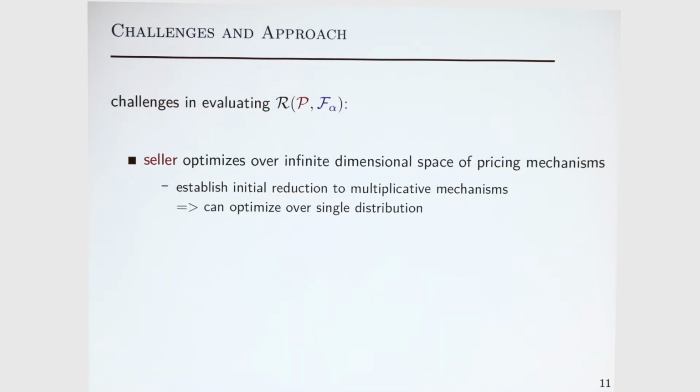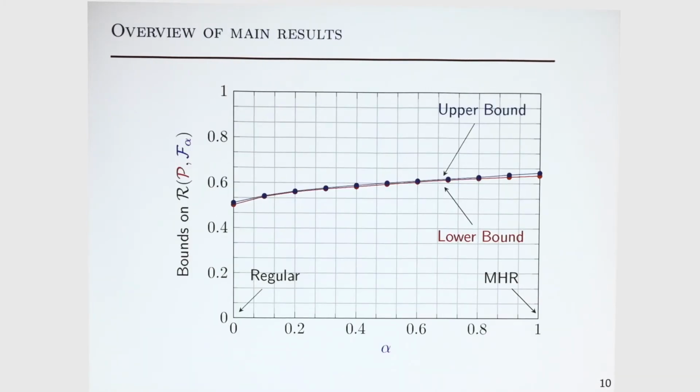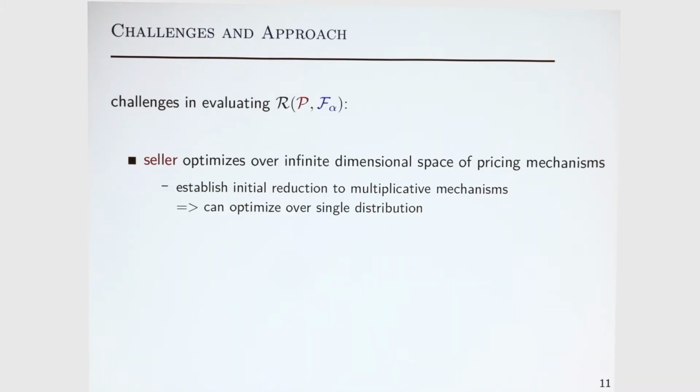So what are the challenges in order to solve this problem? First of all, as a seller, I can post any pricing strategy given the sample that I observed. So as a seller, I'm optimizing over an infinite dimensional space of mechanisms. One key step in our paper is to show a reduction to a specific and more tractable set of pricing mechanisms.